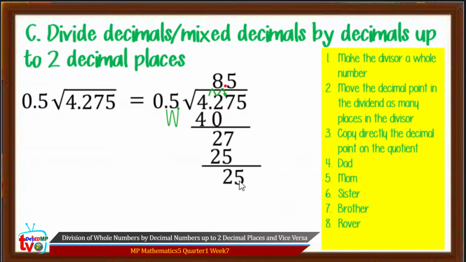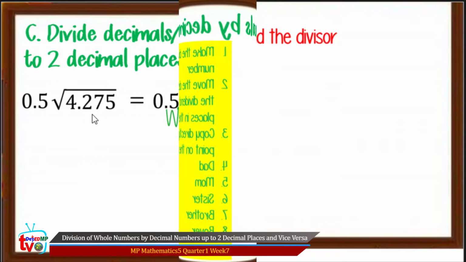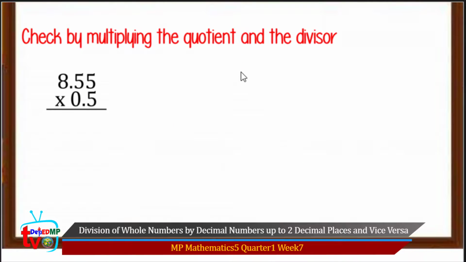25 divided by 5 is 5. 5 times 5, mom, is 25. Then, let's have sister. 25 minus 25 is 0. So, that ends our solution. The answer of 4.275 divided by 0.5 is 8.55. Let us check if our answer is correct.